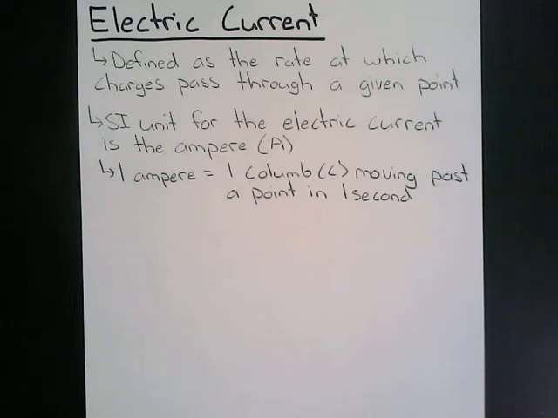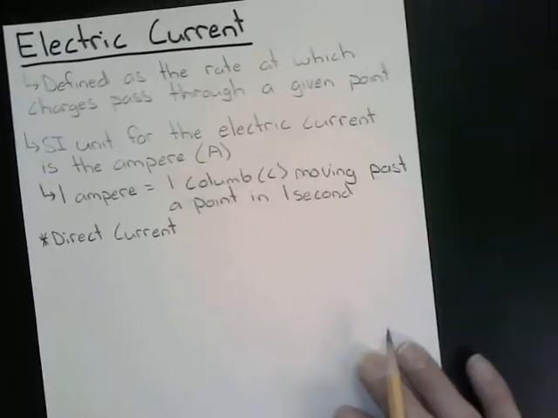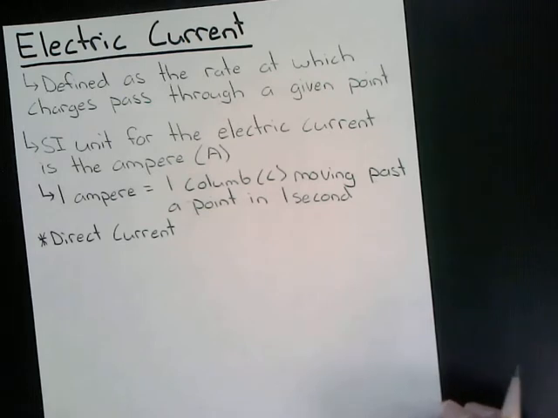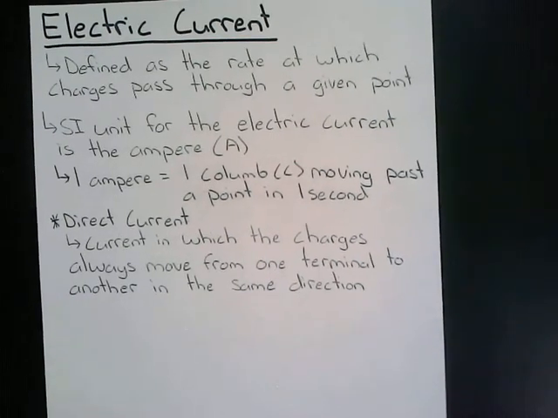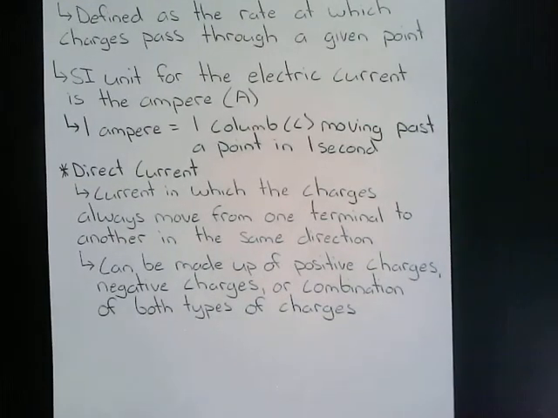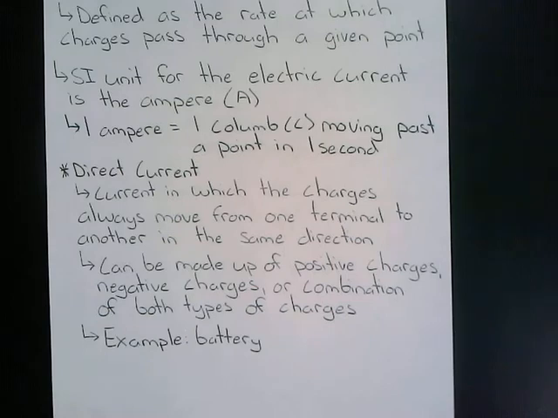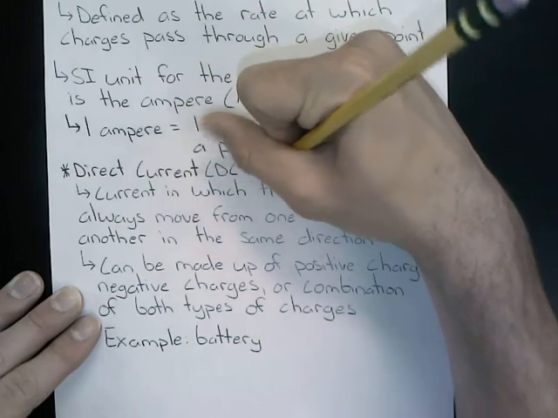Now what we can also talk about with electric current is a concept known as direct current. And direct current is current in which the charges always move from one terminal to another in the same direction. Now, direct current can be made up of positive charges, negative charges, or a combination of both positive and negative charges. And a good example of direct current is in a battery. What we call direct current here, you may have commonly seen as DC power.